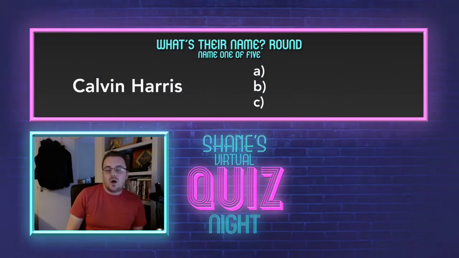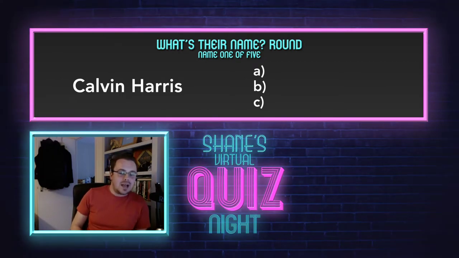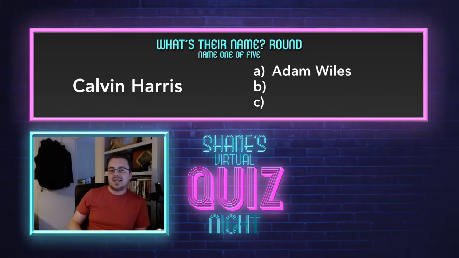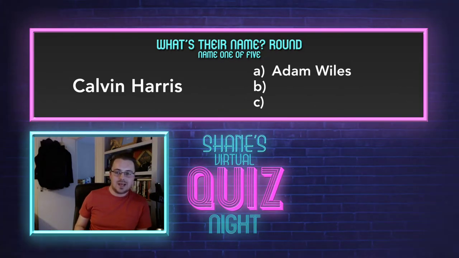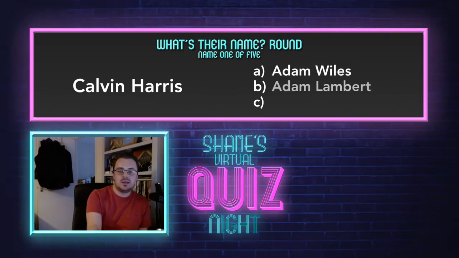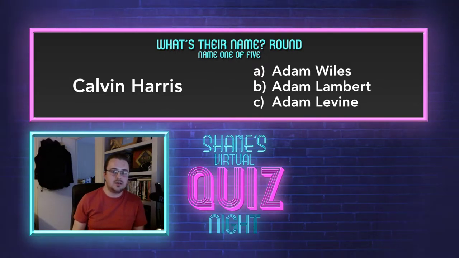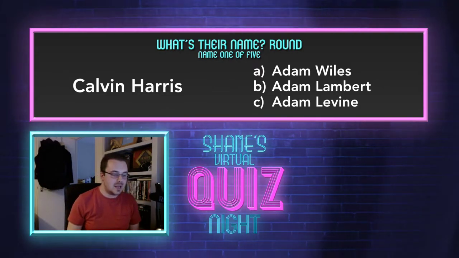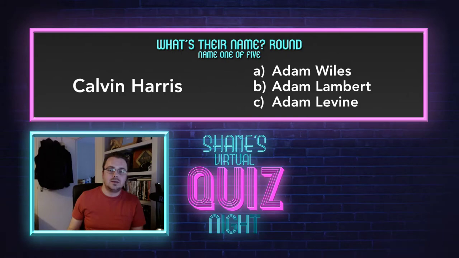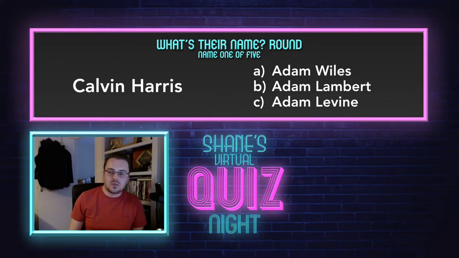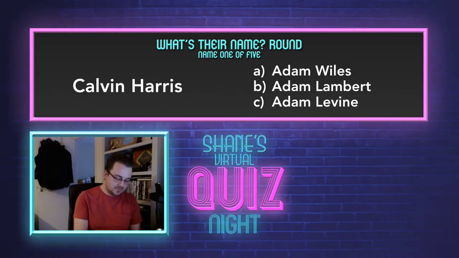So, question 1. What is Calvin Harris's real name? Is it A, Adam Wiles? Is it B, Adam Lambert? Or is it C, Adam Levine? So what is Calvin Harris's real name? Is it A, Adam Wiles? B, Adam Lambert? Or C, Adam Levine?